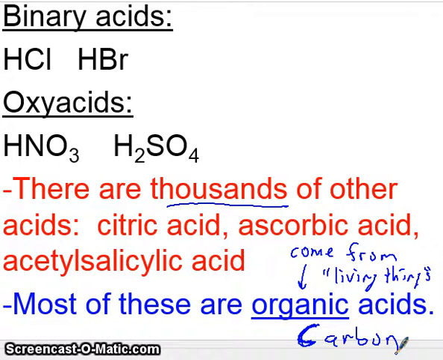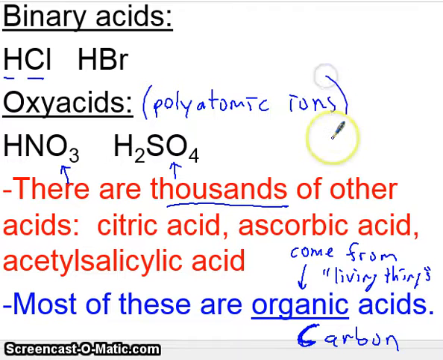So there are two types, we'll say. There are binary acids. Binary acids simply have hydrogen and some other nonmetal. And there are oxyacids, which have oxygen in them. That's why they're called oxyacids. These are based on the polyatomic ions that we've studied earlier in the semester.